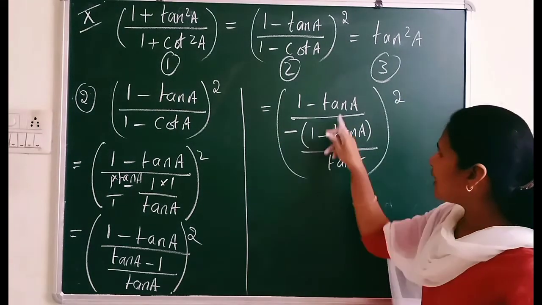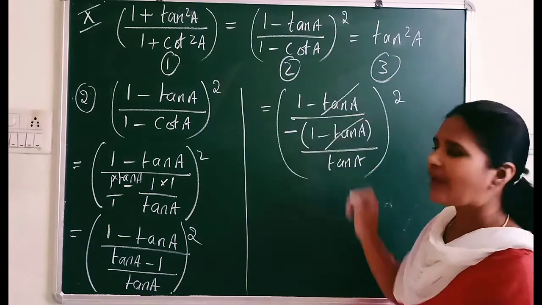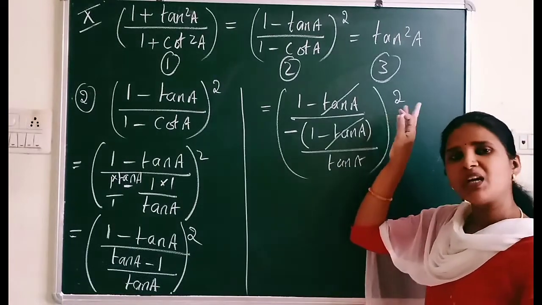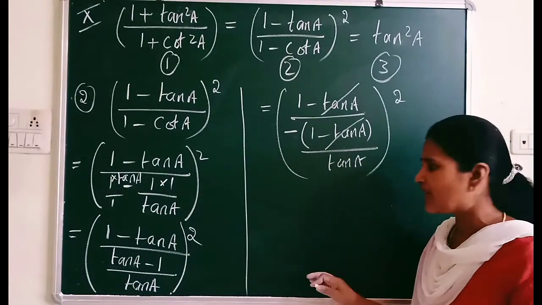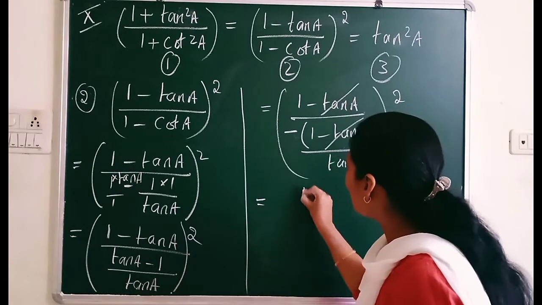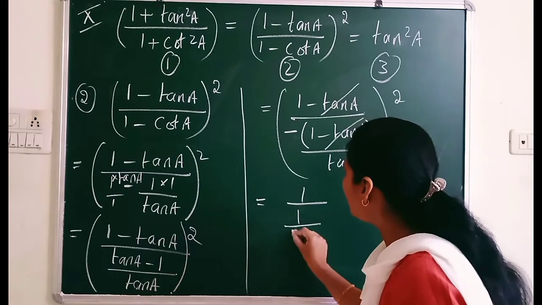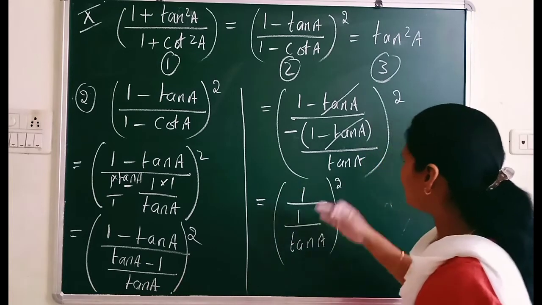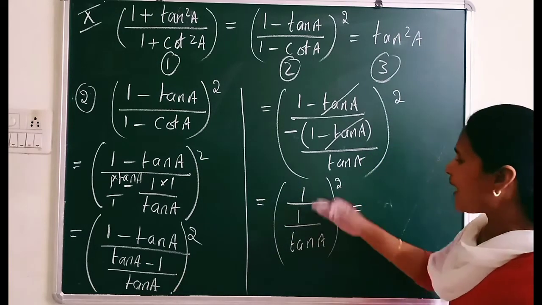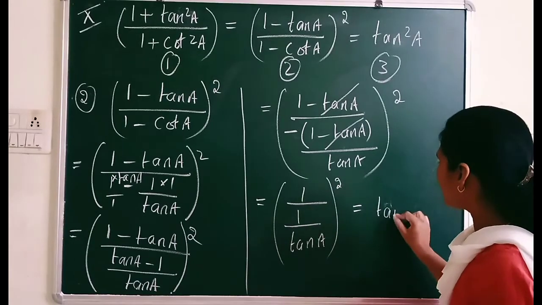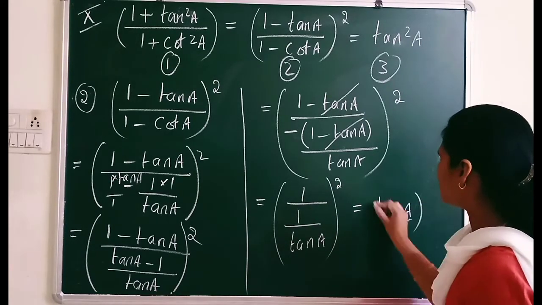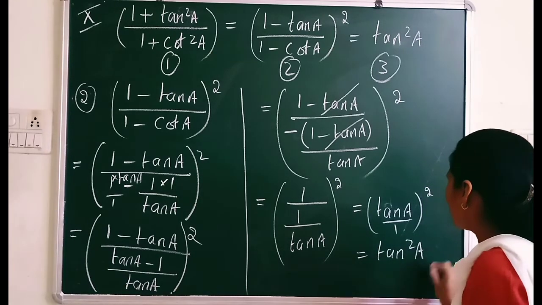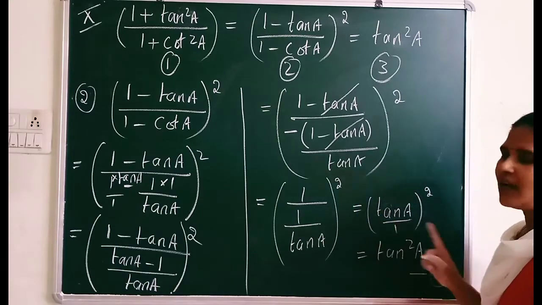Now you can observe 1 minus tan A and 1 minus tan A get cancelled, and here the minus is there. As you know, when minus is multiplied twice it becomes plus. So minus into minus becomes plus. And what is remaining inside? 1 divided by 1 by tan A, whole square. This is remaining. So when you reciprocate this, what happens? It becomes tan A by 1, so that becomes (tan A by 1) whole square. Nothing but tan square A. So again I took 2 and I proved 3.